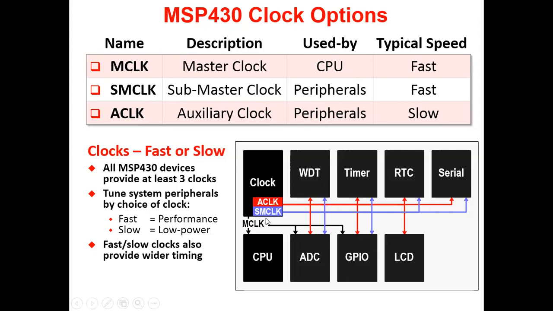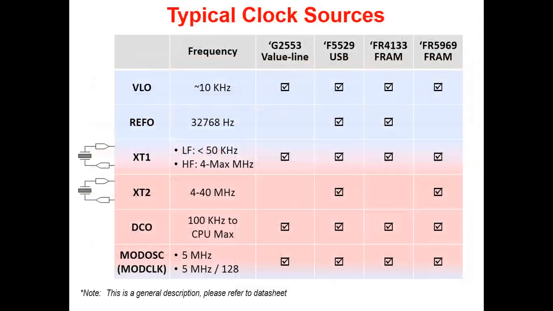If you observe this diagram, the red one, the auxiliary clock, is given to some of the peripherals, and the submaster clock, in blue color, is given to the peripherals which require high speed. Coming to the M clock, in black color, it is given to the CPU, ADC and so on, meaning the CPU and some fast peripherals. In this way, the clock system provides three signals, called ACLK, SMCLK and MCLK, which are given to the CPU, slow peripherals and fast peripherals.